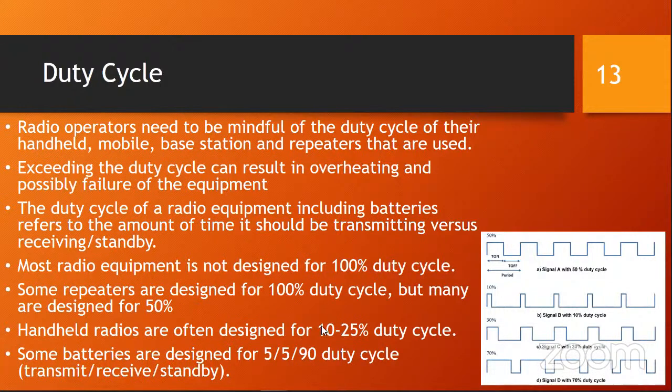That's right. Some handheld radios, if they specify it, if you're lucky enough to see that in the manual or the specs of the radio, it'll tell you between 10 and 25% duty cycle. So it's not meant to be keyed down or transmitting for hours and hours continuously. And batteries also have a duty cycle. So handheld batteries, if you are lucky enough to see a spec, it might tell you 5/5/90. What is that? It means you can transmit for 5% of the time, receive for 5% of the time, and stand by for 90% of the time. Yes. And that is what will maximize the life. Once you use another duty cycle other than that, you might get shorter battery life.